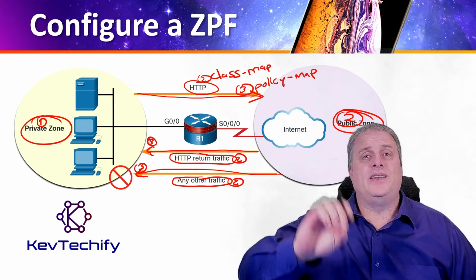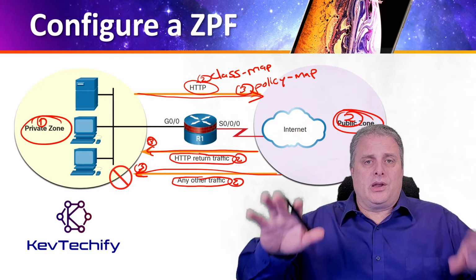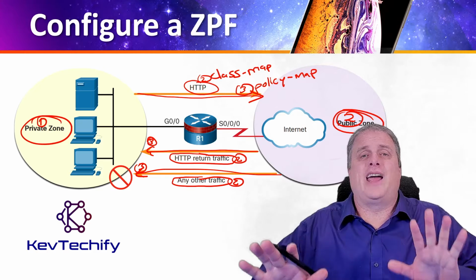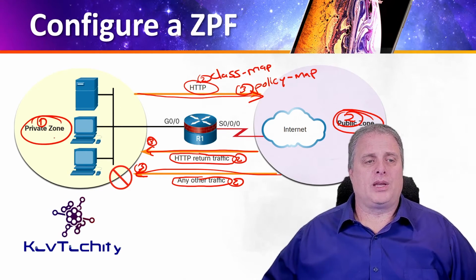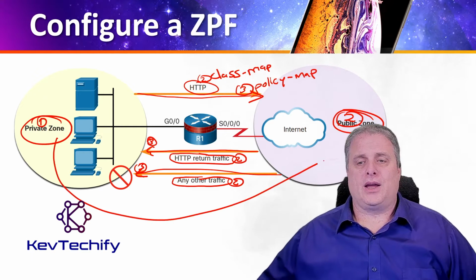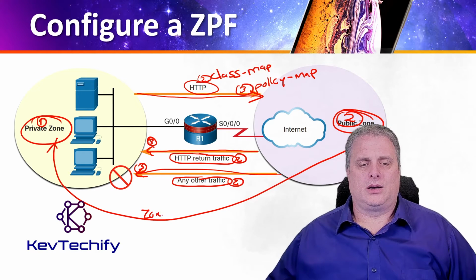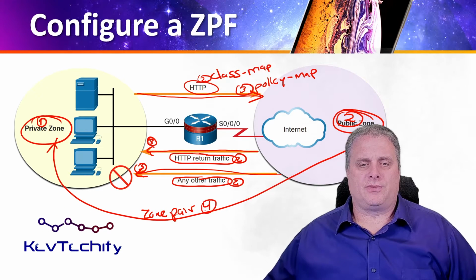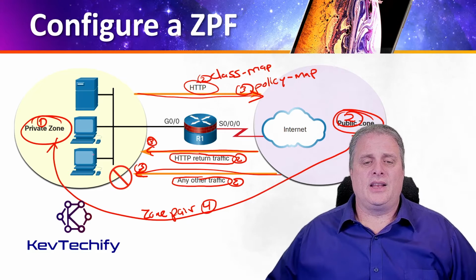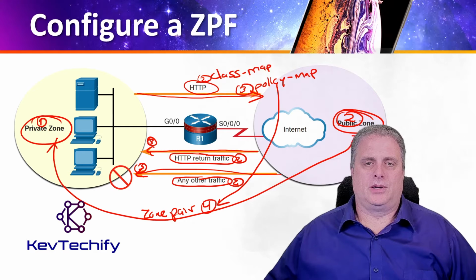Step 4 is you want to identify your zone pair and then match it to a policy. So you're controlling traffic between 2 zones. You have to identify what 2 zones. Here we have our public and private zone. This is going to make our zone pair. So our private zone, our public zone, this is our zone pair. And so that would be step 4, identifying that. And then you're going to take this zone pair and you're going to match it to a policy map.